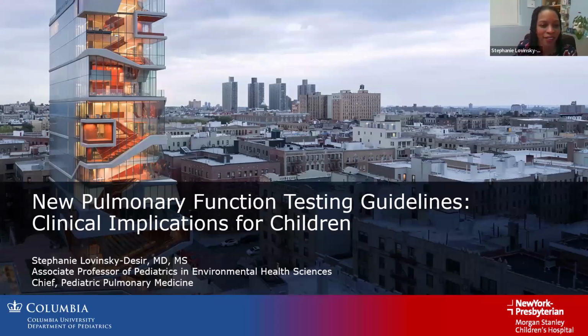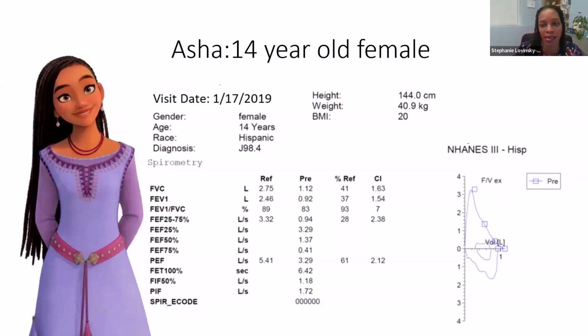Thank you so much for allowing me to share a little bit more about our little people, our children, as this change in our guidelines relates to them. So I'm going to start us off with the case of Asha, who is a 14-year-old female. She has a history of thoracic insufficiency, and she's followed about twice a year with pulmonary function testing.